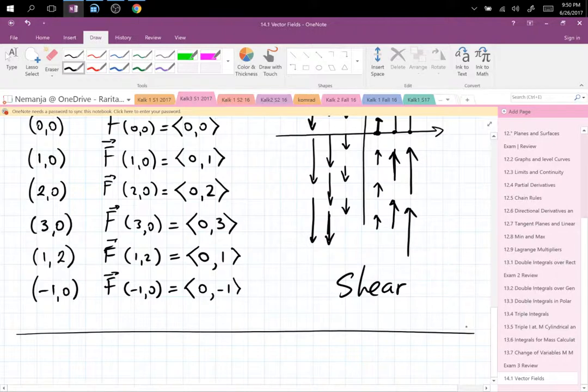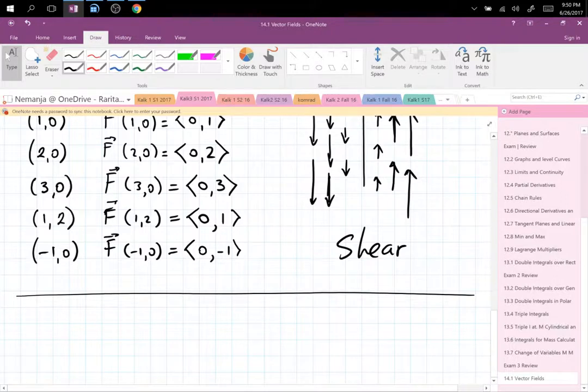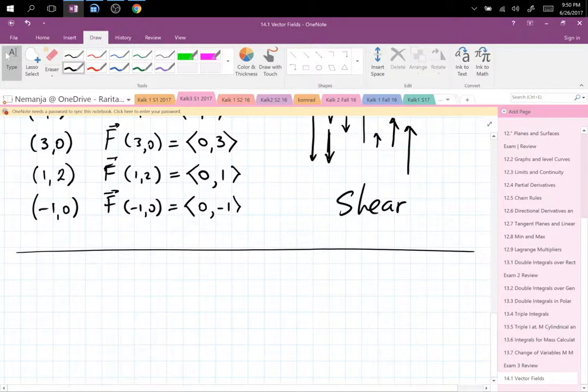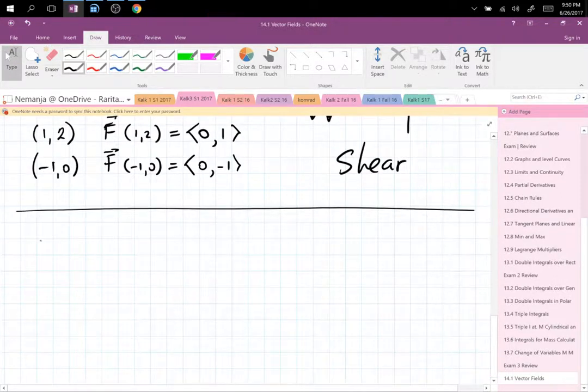So you pick a point anywhere on your x and y plane, and then you compute that in the vector field to see the vector. You draw the vector at that point. Let's see the next one.